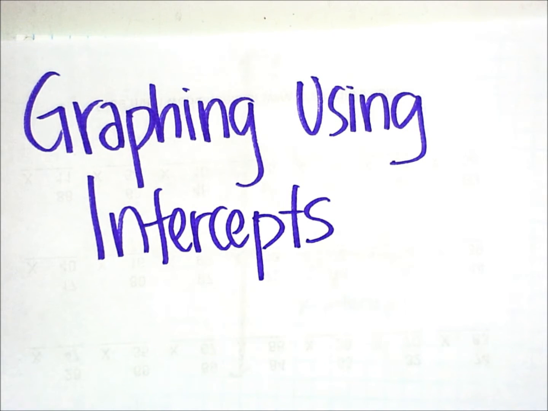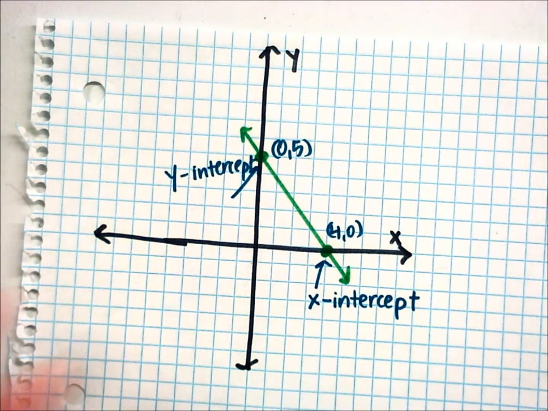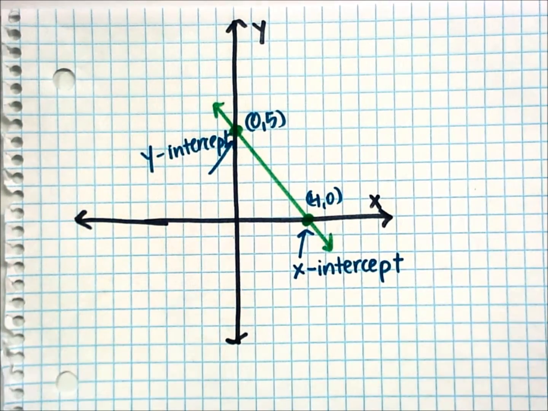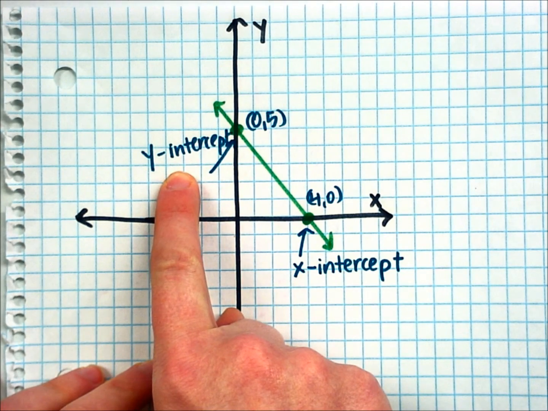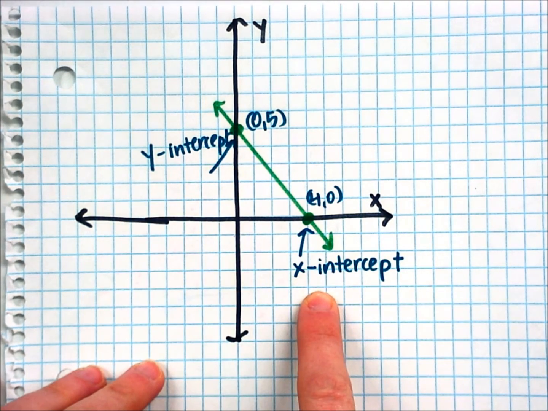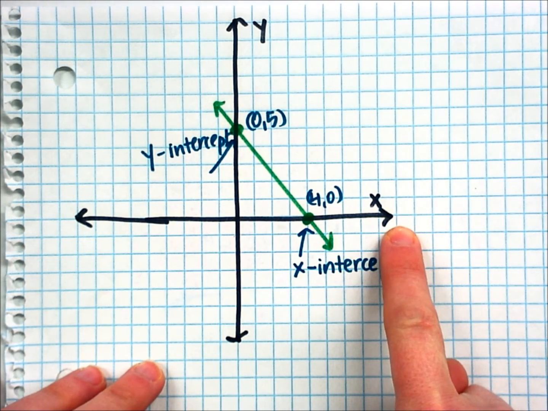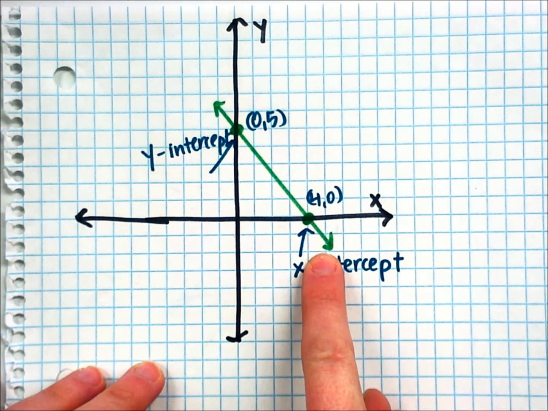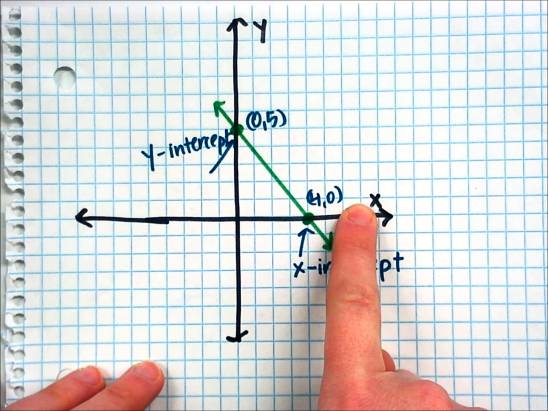Today we're going to learn how to graph linear equations using intercepts. First, what we need to talk about is what an intercept is. A linear equation has two intercepts, an x-intercept and a y-intercept. The x-intercept is the point where the line crosses the x-axis. So in the example drawn here, the x-intercept is 4, or the point (4, 0).